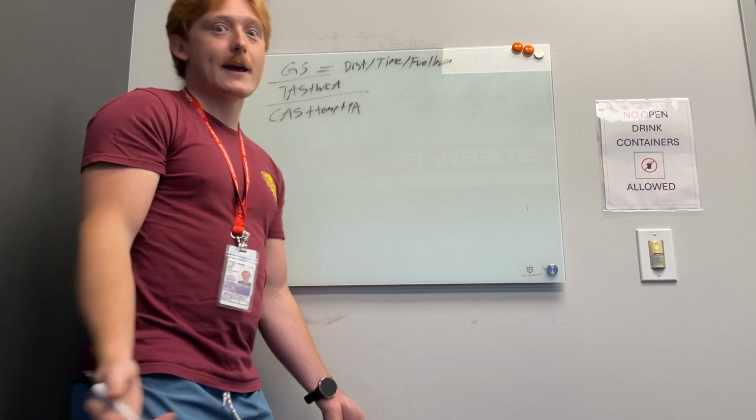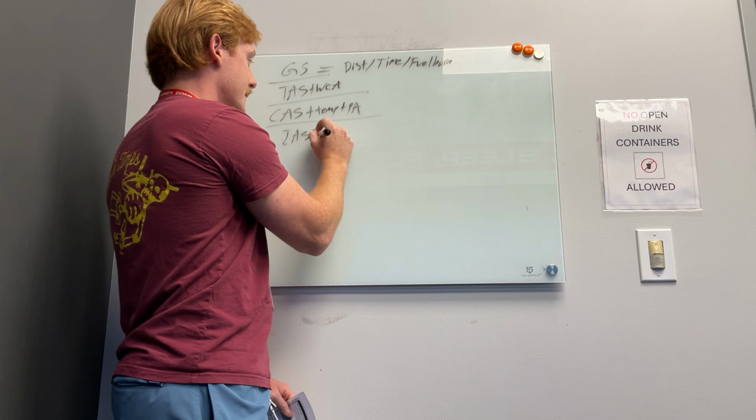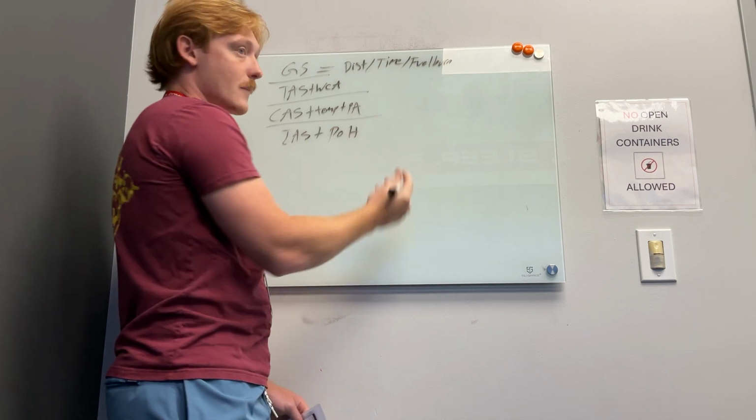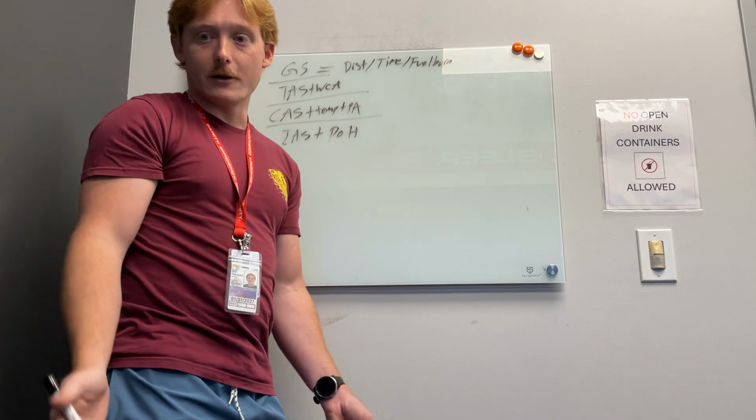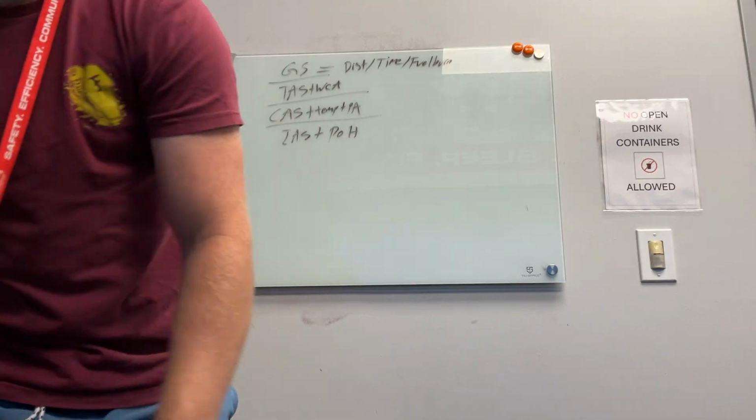Well, how do we get CAS? Well, we need our indicated airspeed plus the POH. Cool? So everybody here is probably a Sling pilot. Can you open this for me? Yeah.